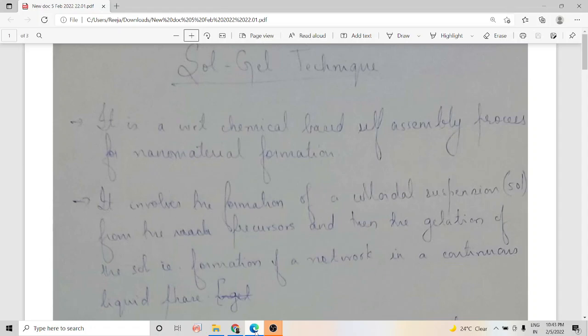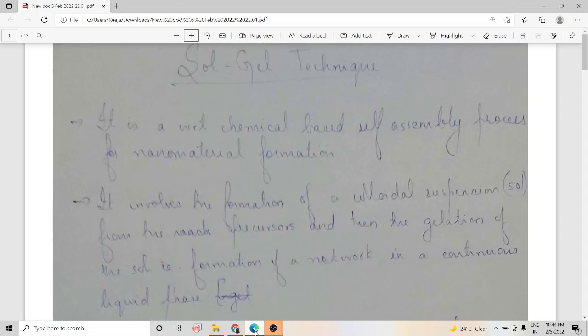Today we are going to discuss another technique for the synthesis of nanostructures. It is called the Sol gel technique and it is one of the most commonly used techniques for synthesizing nanostructures, which includes nanofilms, nanopowders, etc.